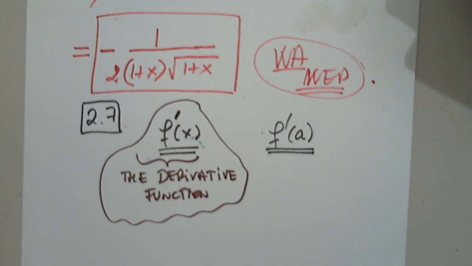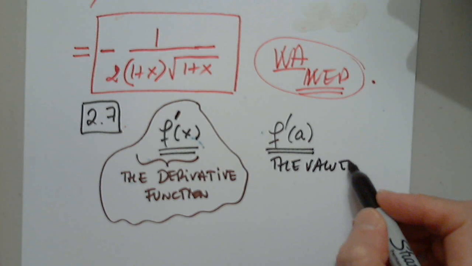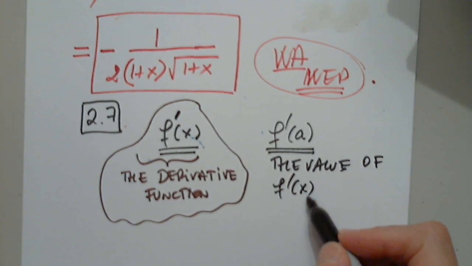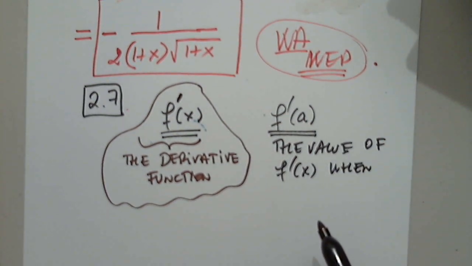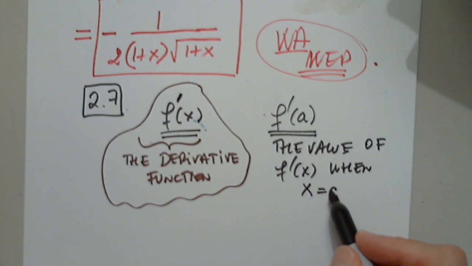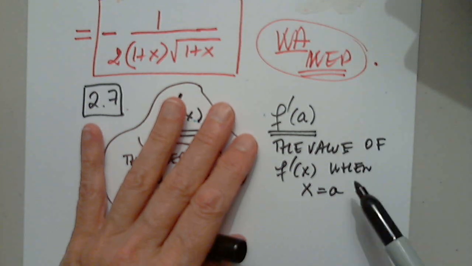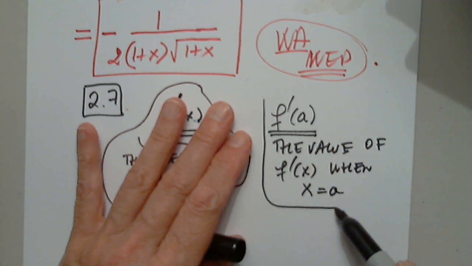Is that similar to evaluating? Exactly. So the value, of course. Very good. Thank you very much. The value of f prime of x when what? x approaches a. Oh, when x is a. This is a function. So the value of f prime of x when x is a. That's exactly it.